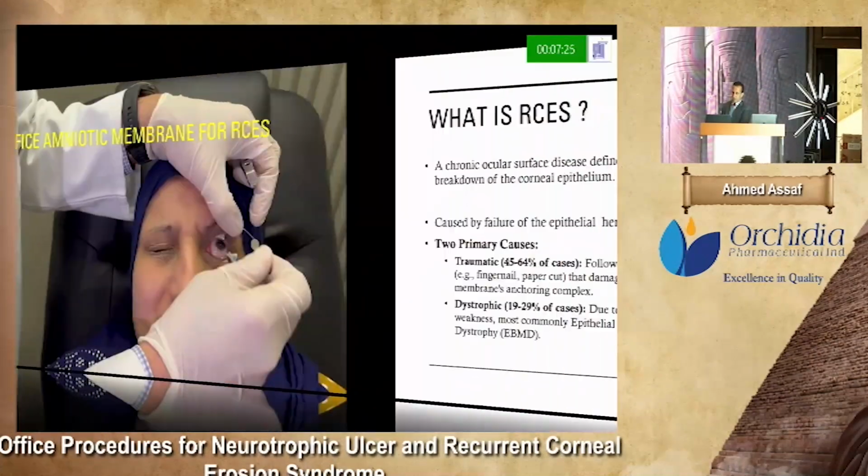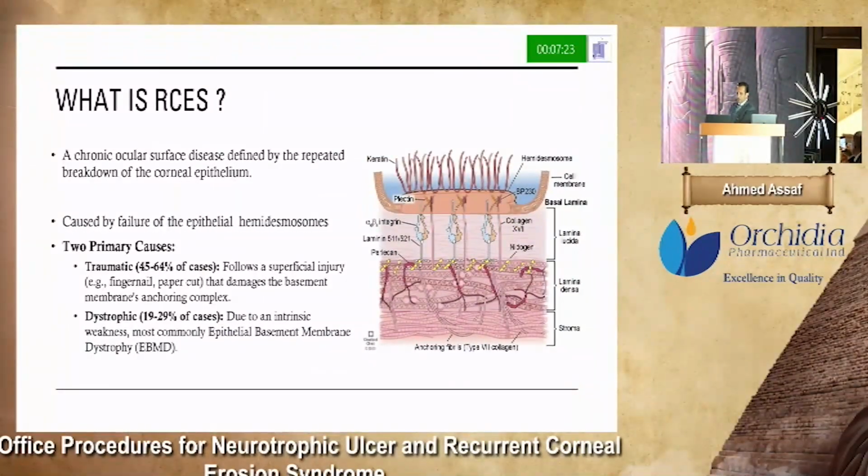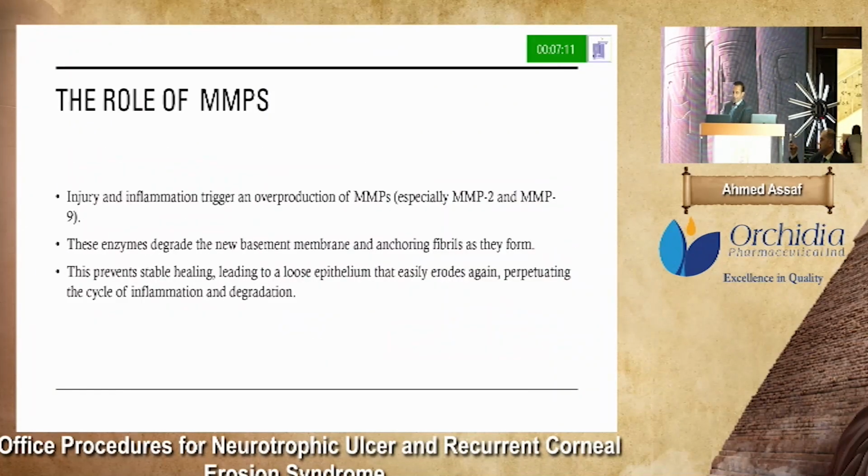So here, what is recurrent corneal erosion syndrome? It's a chronic surface disease characterized by repeated breakdown of the corneal epithelium. It's caused either by minor trauma or sometimes by dystrophy, and aggravated by corneal epithelial dystrophy.